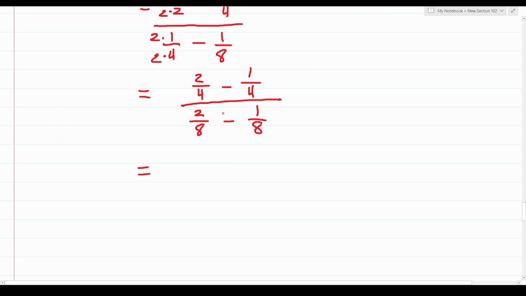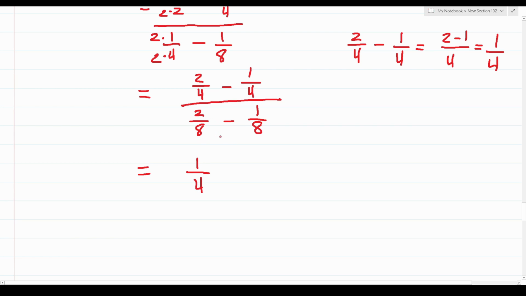I'm going to work this off to the side so I can keep this nice and neat. We have 2 over 4 minus 1 over 4. When you subtract fractions, this becomes this: 2 minus 1 over 4. 2 minus 1 is 1, so that's 1 over 4. So 2 over 4 minus 1 over 4 is 1 over 4.